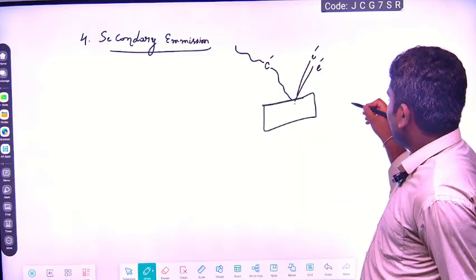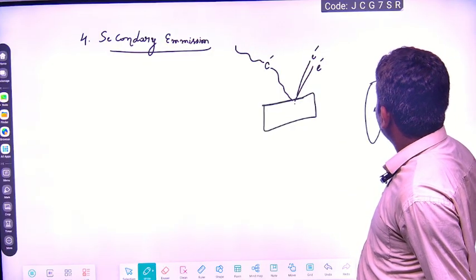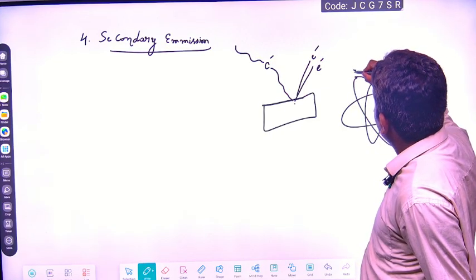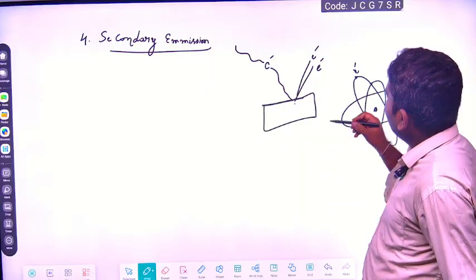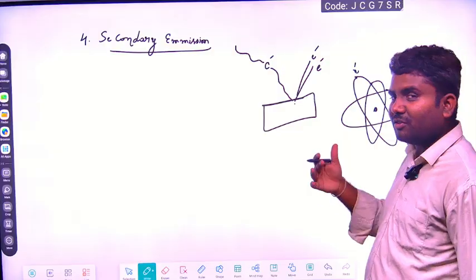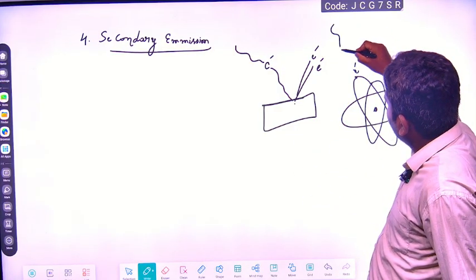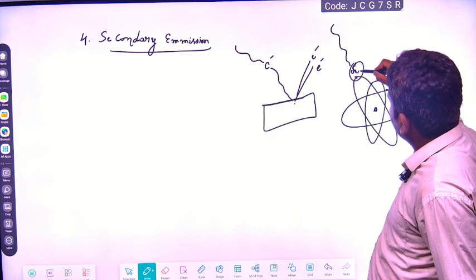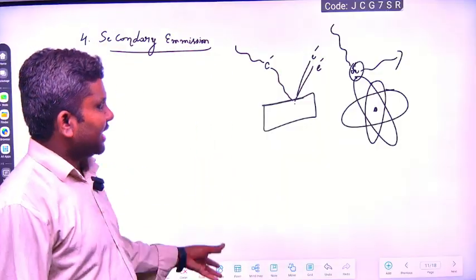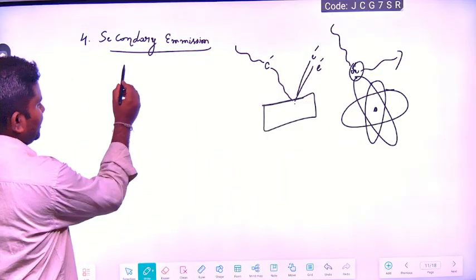You know, as I said already, in the center the nucleus will be there, and all the electrons are revolving around the nucleus in different orbits. Now for example, this valence electron at the outermost orbit is very free, meaning the force of attraction, the weak nuclear attraction, will be less. Now whenever this strong electron hits this electron, both electrons come out. This is what we call secondary emission. Understood?